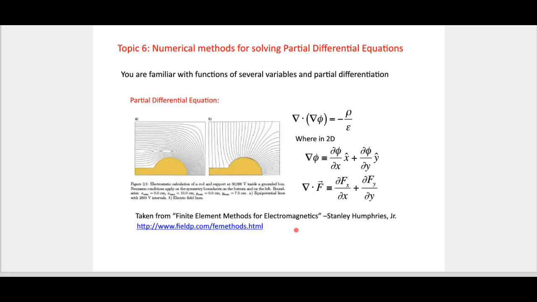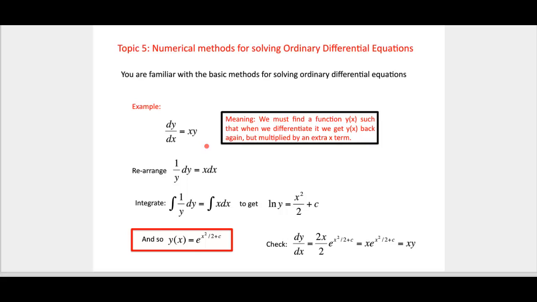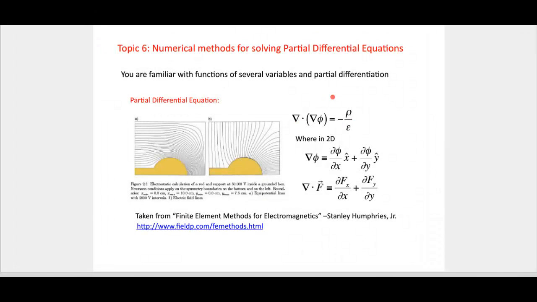Topic number 6, getting even more complicated. An ordinary differential equation is a puzzle where you have to find a function of one variable. The answer to the puzzle is a function y which depends on a single variable x, or maybe t, or whatever it might be. A partial differential equation is a similar beast. It's a puzzle involving some quantity, in this case, for example, phi, which is the potential. This is an electrostatic problem. You've got a charged conductor creating electric fields in space. You've got to work out the potentials.